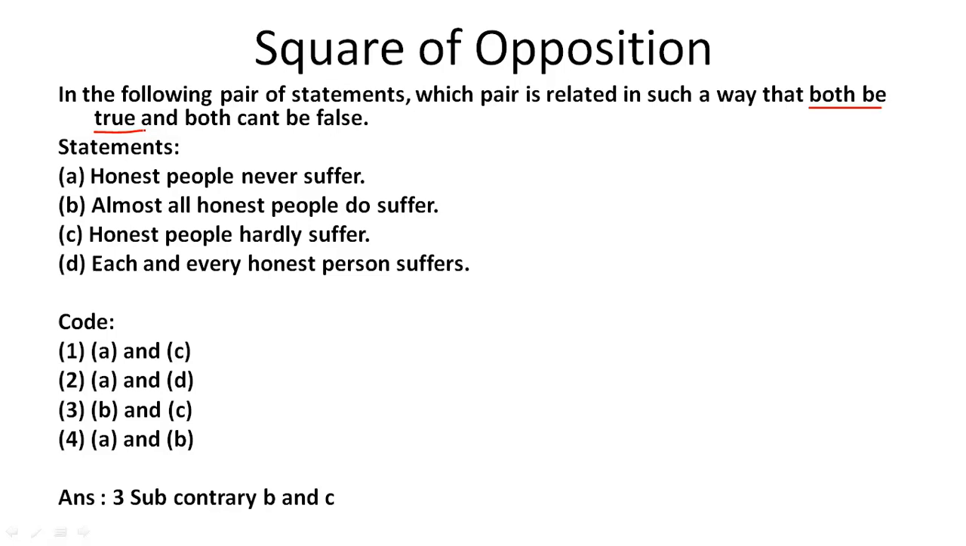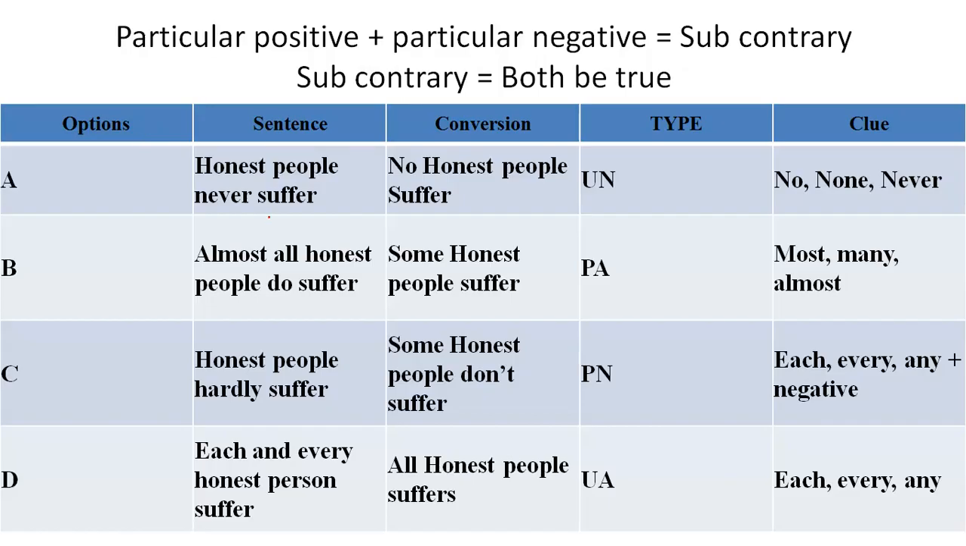So don't get confused in that angle. It is both can be true. They gave both cannot be false for the confusion. But when you say both cannot be false, it means both can be true. Up to this, clear? So when both statements are true, according to square of opposition, we know it very well, it must be a particular affirmative and a particular negative sentence. When both statements are true, it is called subcontrary, as per the square of opposition table.